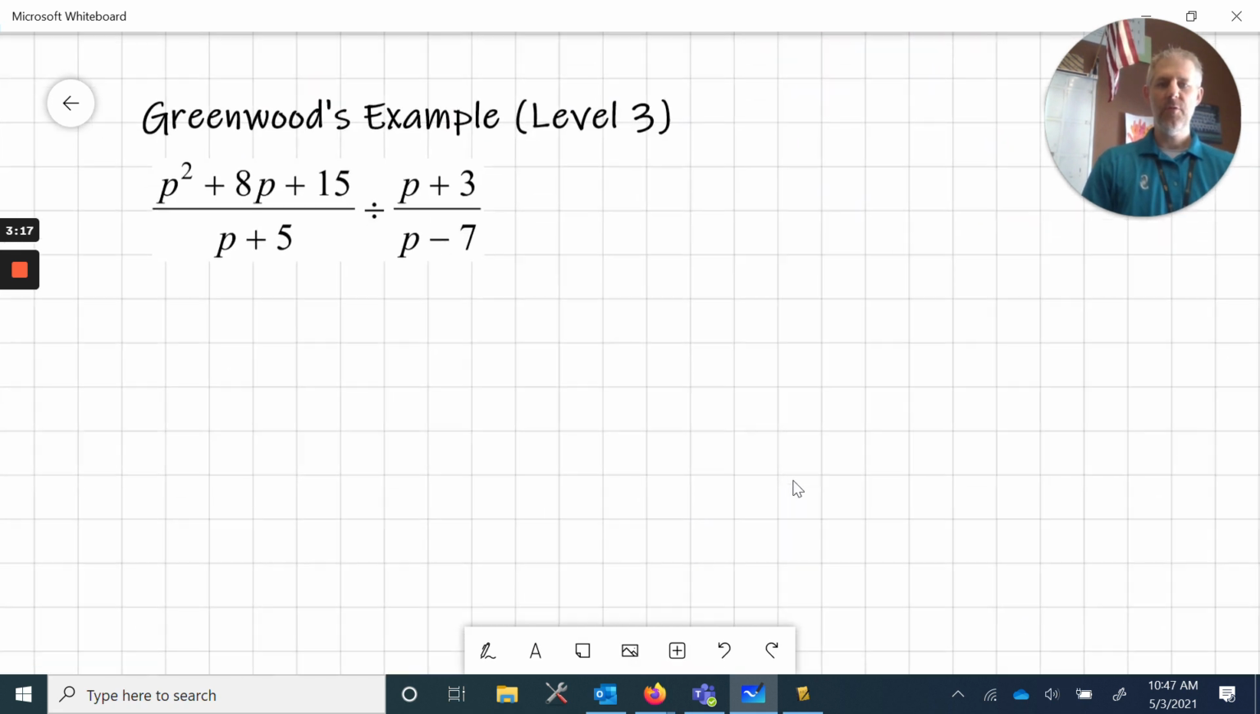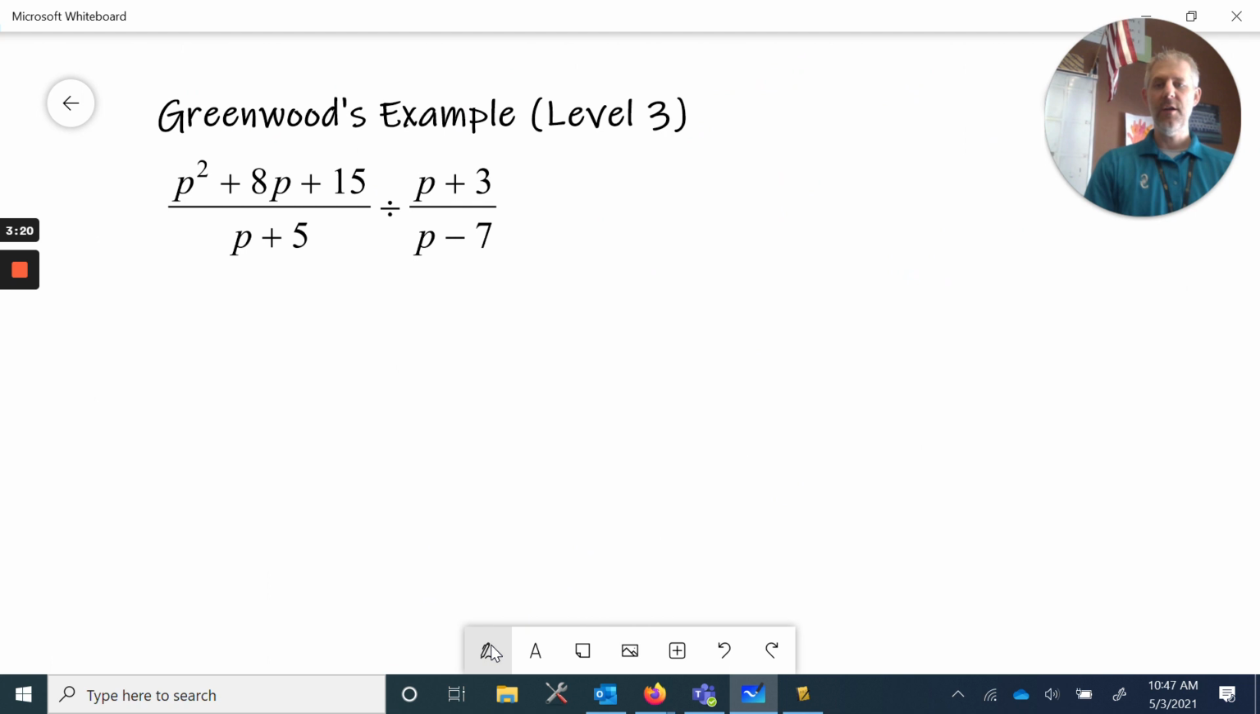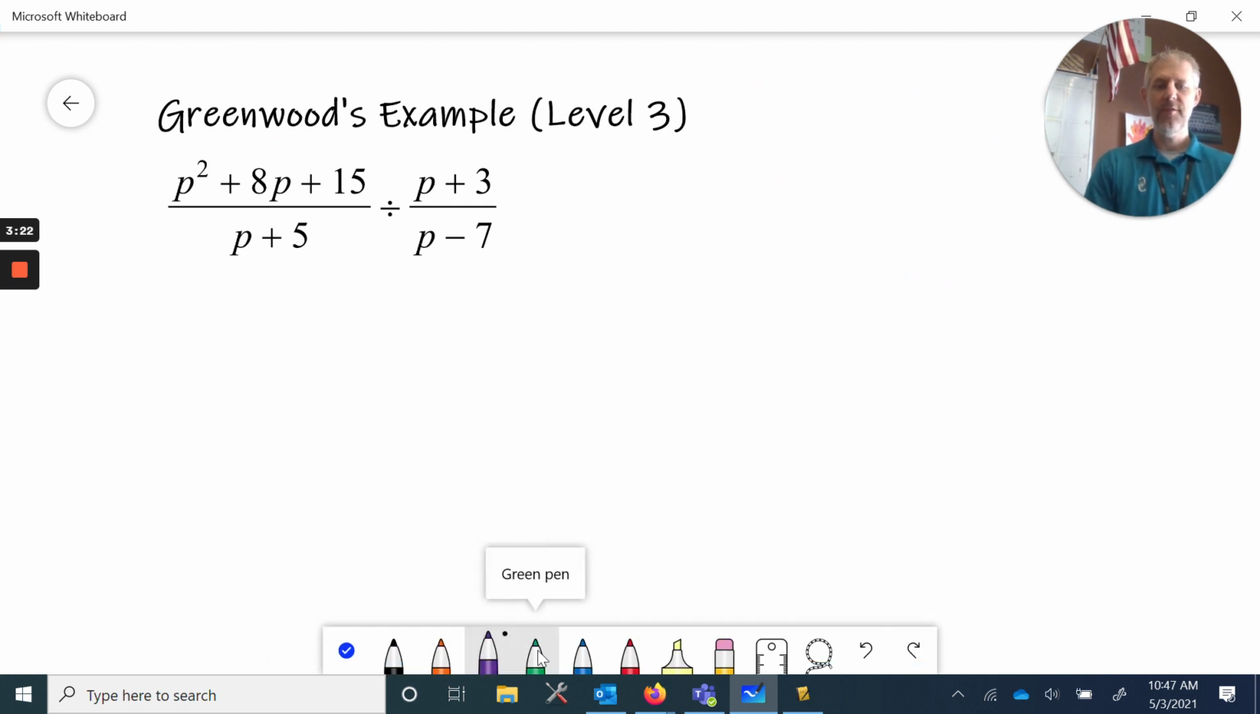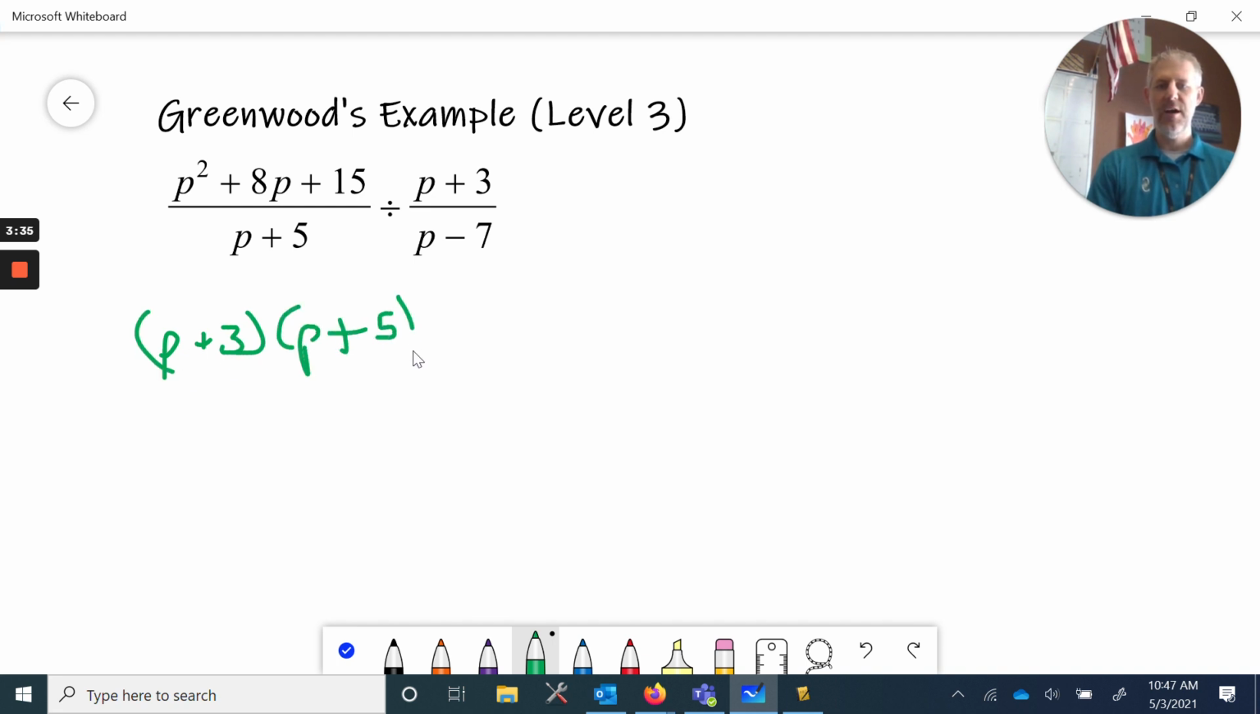Okay. Let's move on to example 3. Again, with the factoring here, if you need to go back and watch the factoring video for this, you can. Looking for things that multiply to give me 15 and add to 8 on this special trinomial. So that's where I'm going to get my p plus 3 and p plus 5. Remember we talked about these before. These ones lend themselves nicely to finding things that cancel.